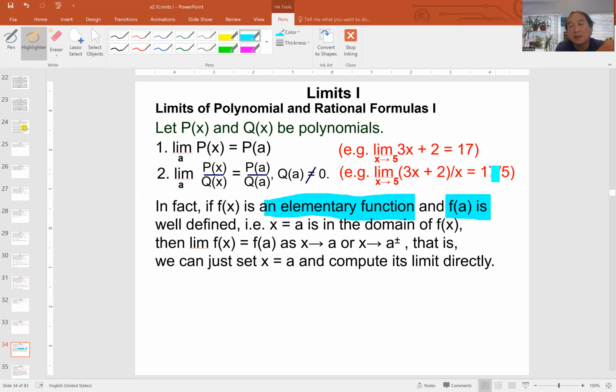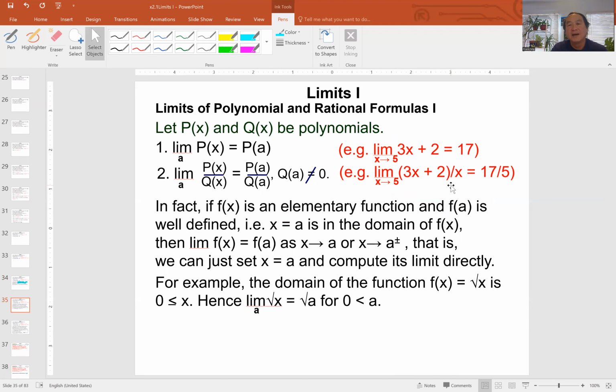If you can plug in a, if a is part of the domain, let me rephrase that. If a is part of the domain, you can plug it in, then that's the limit. Of course, the question is the rest of it. The tricky problem is the other case.